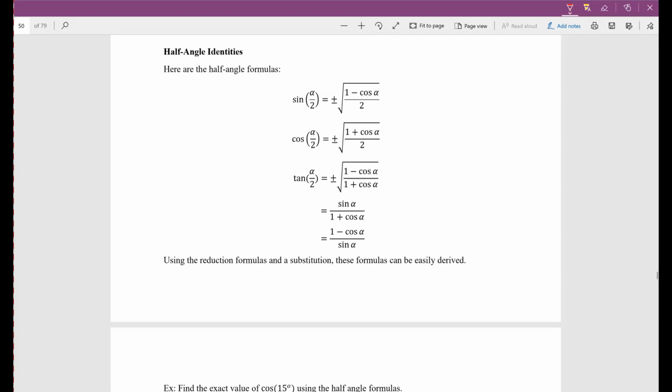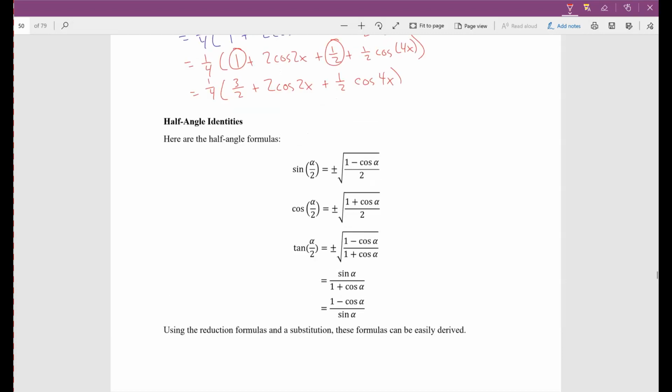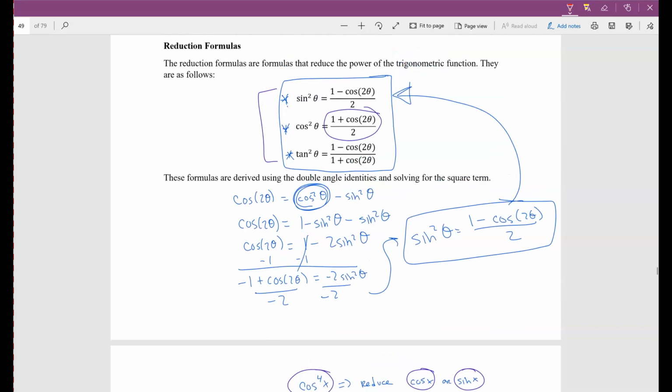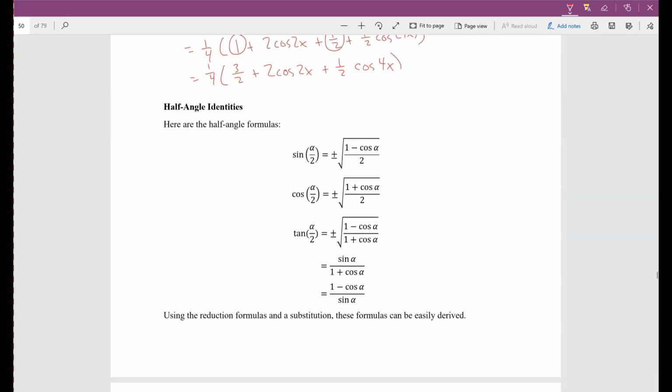So here are the half angle identities. The half angle identities are basically just the reduction identities, but now if you look at the reduction identities, we're just applying a square root to all of them. So that's kind of how you get these.